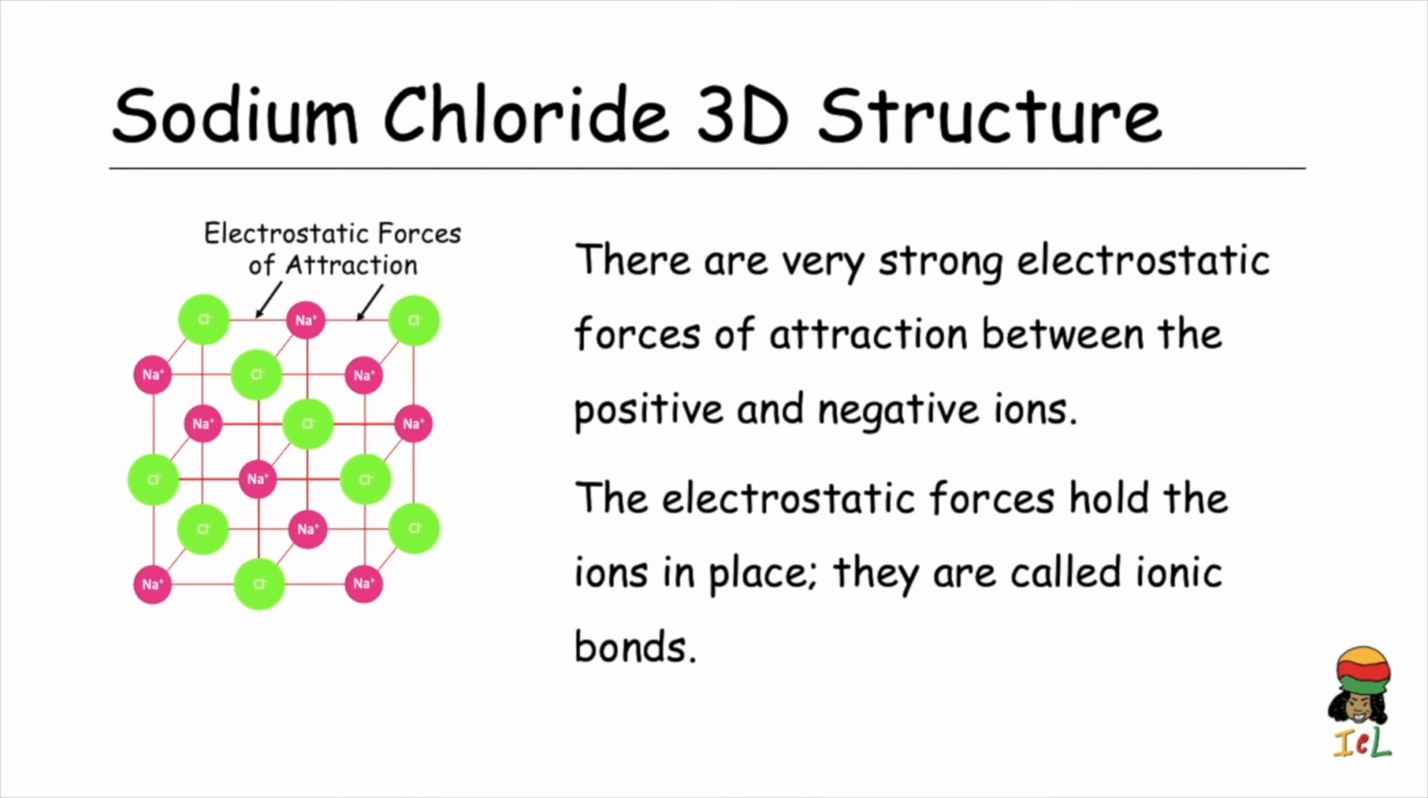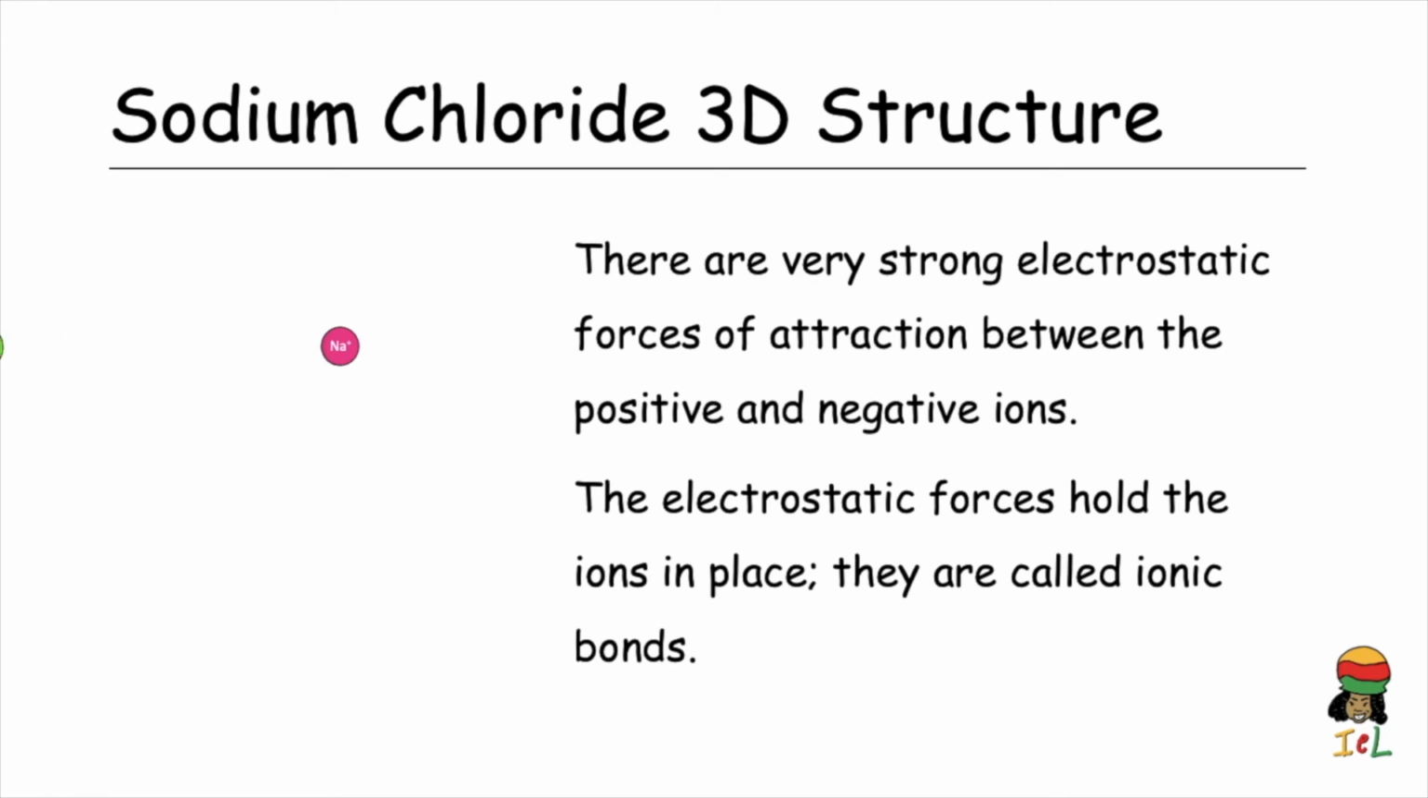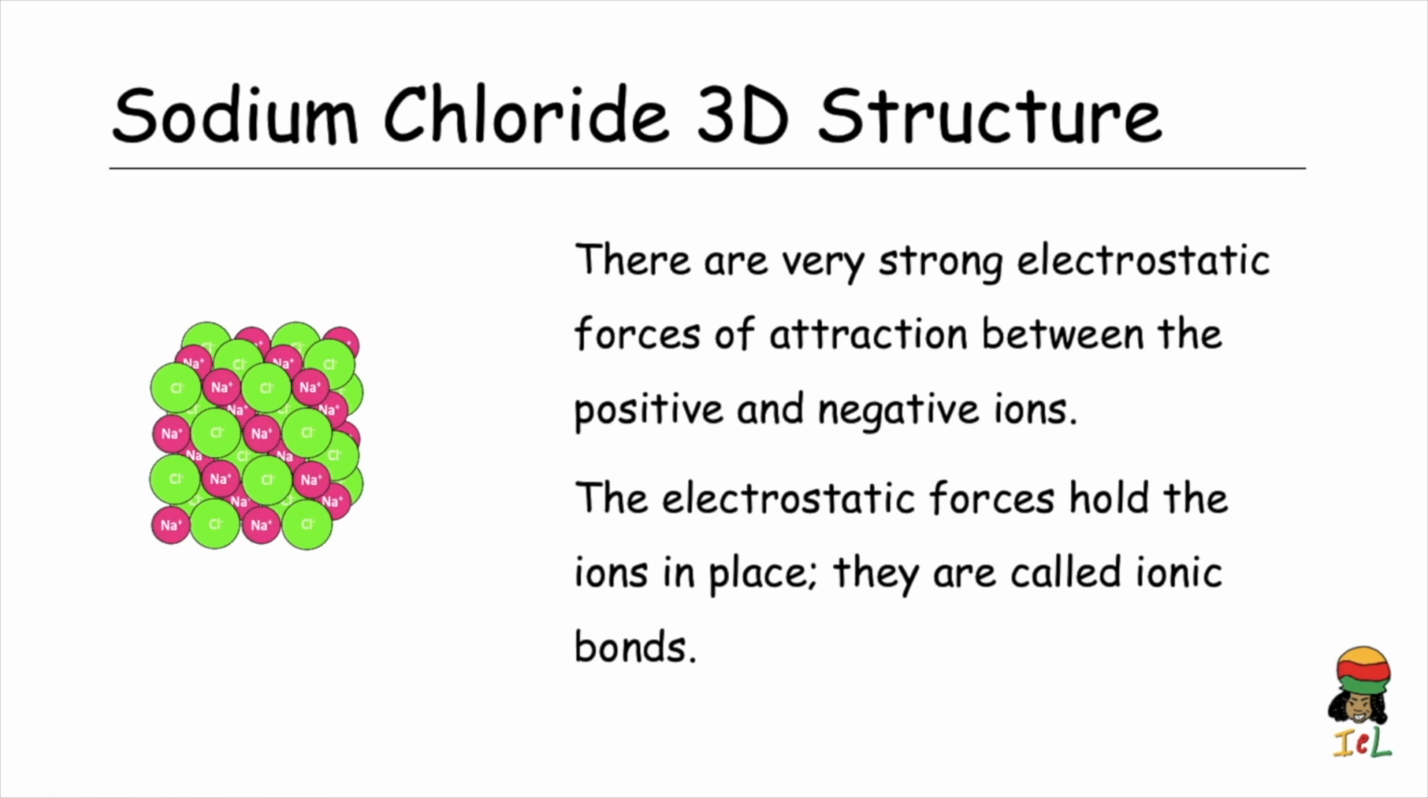The lines representing the electrostatic forces do not exist, by the way, and so if they are removed, we could represent the giant structure in this fashion. So here we have the three-dimensional structure without the lines representing the ionic bonds.